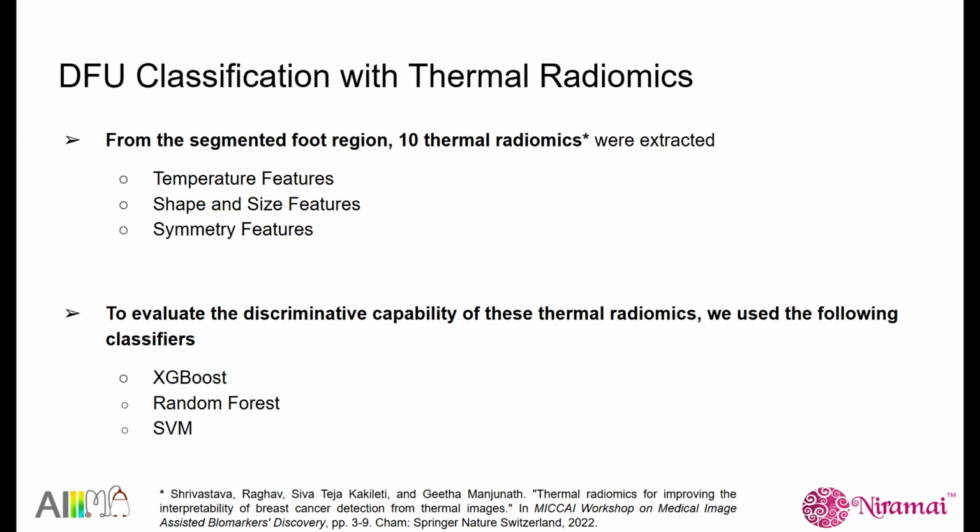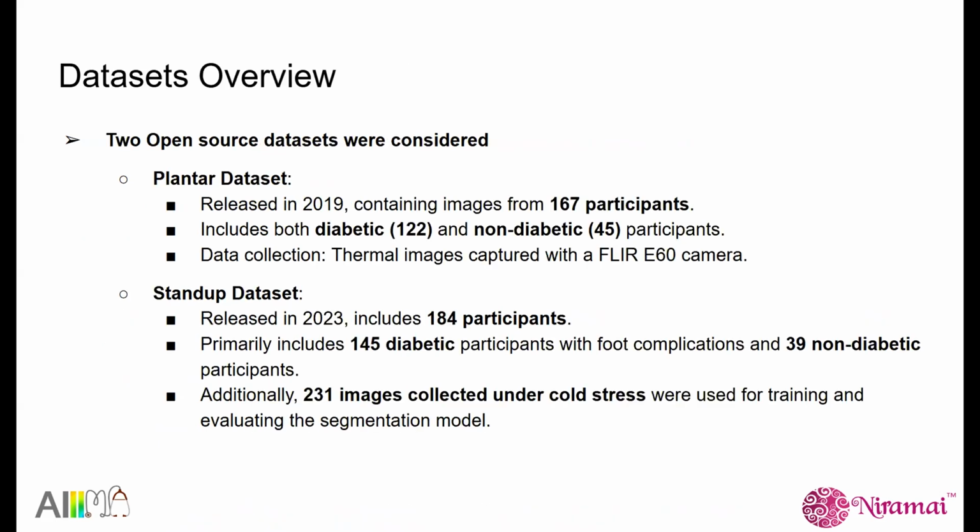In order to evaluate these discriminative features, we have trained three models, which are XGBoost, Random Forest, and SVM. XGBoost is an ensemble gradient boosting framework, and Random Forest is an ensemble of decision trees, and SVM uses support vectors in order to identify the optimal boundaries to classify the two classes.